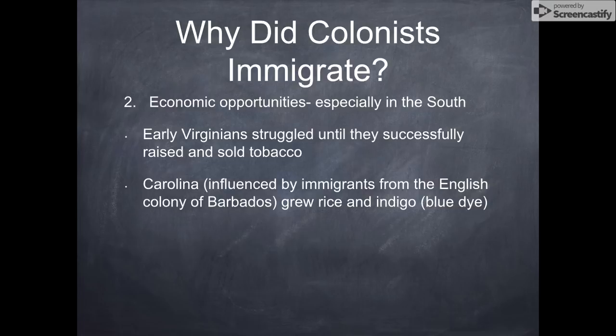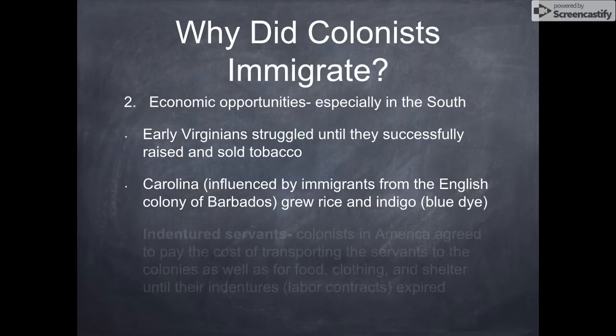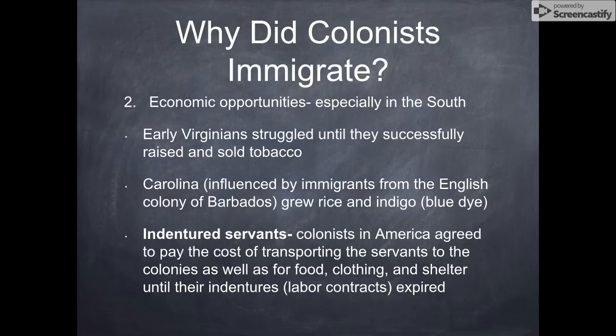So in Carolina, in the beginning, there was one Carolina. So it contained North and South before it split into 2. You had indentured servants, which were colonists in America who agreed to pay the cost of transporting servants to the colonies, as well as pay for their food, clothing, and shelter until their labor contracts basically expired.